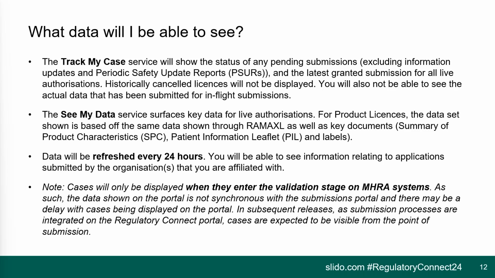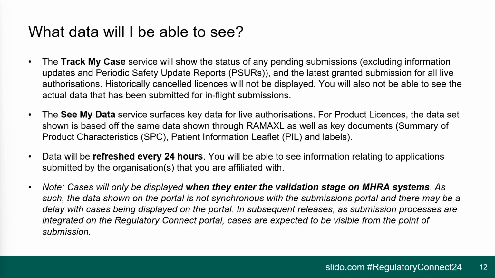The second service, the See My Data service, shows key data that's held against your live authorization. So for product licenses, the data set will be based off of the same data that's currently shown through RAMA Excel for those customers that are familiar with that service. And also it will present key documents. So as I mentioned on the previous slide, the SPC, the PIL and labels will be provided through the portal as well. It's important to note that data will be refreshed every 24 hours.